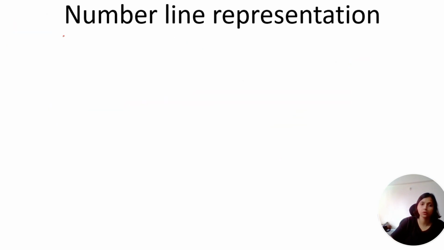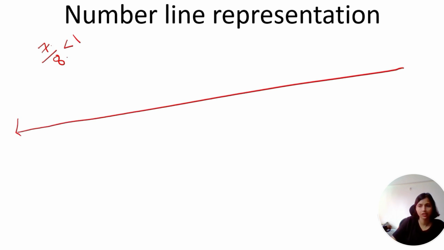Suppose I have to show 7 by 8. So here again the numerator is less than the denominator. It is less than 1. It's a proper fraction. I have drawn the number line. I have put the 0 at the center, 1 on the right, minus 1 on the left. Arrows at the end indicate that the line can go in any direction, or in both directions, indefinitely.